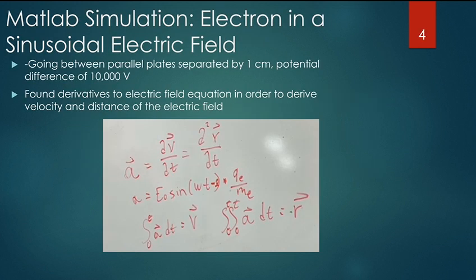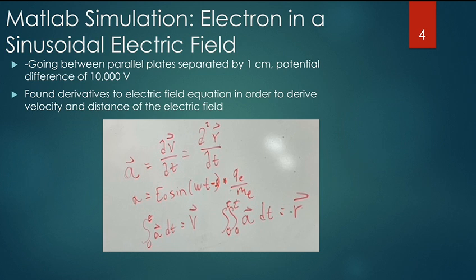But back to deliverables. For the MATLAB simulation of this week, it was an electron in a sinusoidal electric field. I did this under the assumption that it was under very similar circumstances, going between parallel plates yet again, separated by 1 centimeter, and having a potential difference of 10,000 volts. However, for this one, the equations were a little bit more difficult due to there being an extra factor of the sinusoidal electric field, which is why I found the derivatives of the electric field equation in order to derive velocity and distance for it.